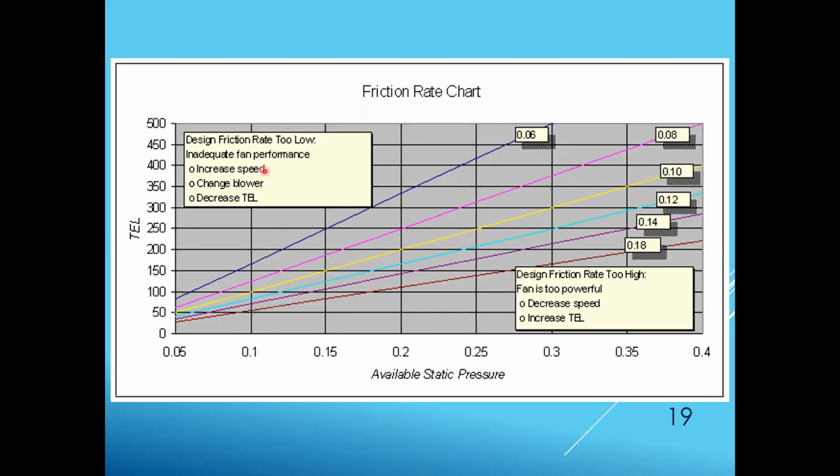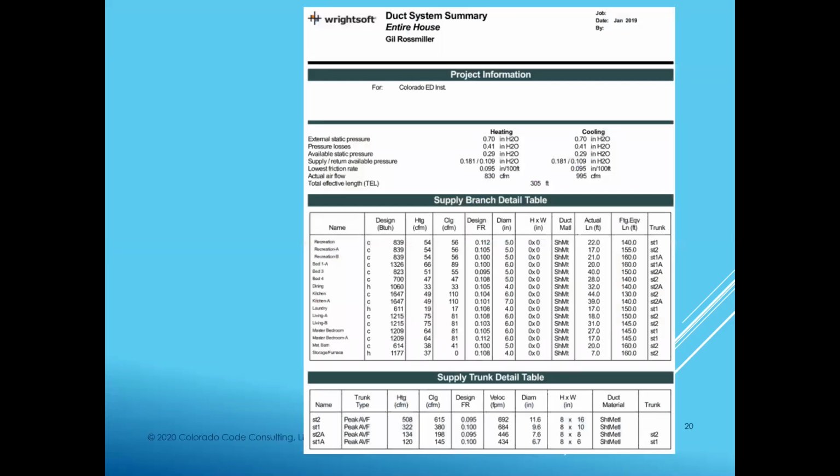So if it's too low, we've got to increase speed, change the blower, or decrease my total equivalent length. Here, too high, means not too much oomph but too much speed, too much CFM, or make the ductwork longer, put some bad fittings in, something. Typically, this is not the issue. This is the issue, typically. Usually it's too low, not too high. Generally, not always, but typically.